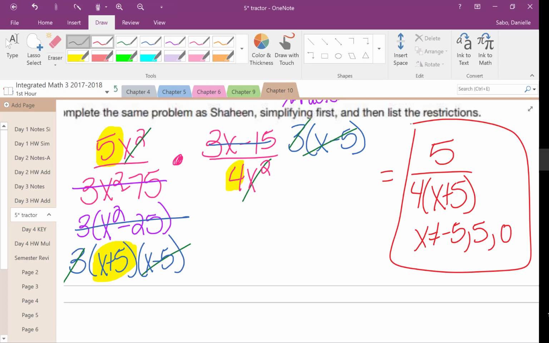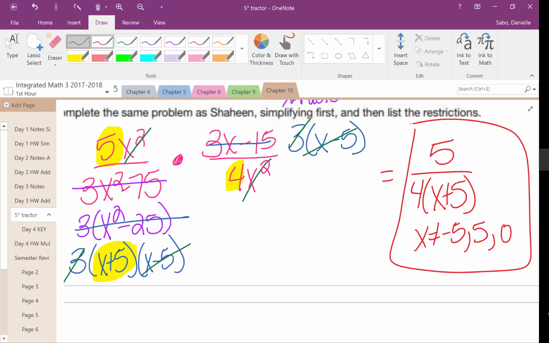When you have to do the restrictions here, it's everything. I recommend looking at what you completely factored out. Everything that you factored out, list your restrictions. If you feel like you will get confused because you crossed them out, then do the restrictions before you start canceling. However your brain works.